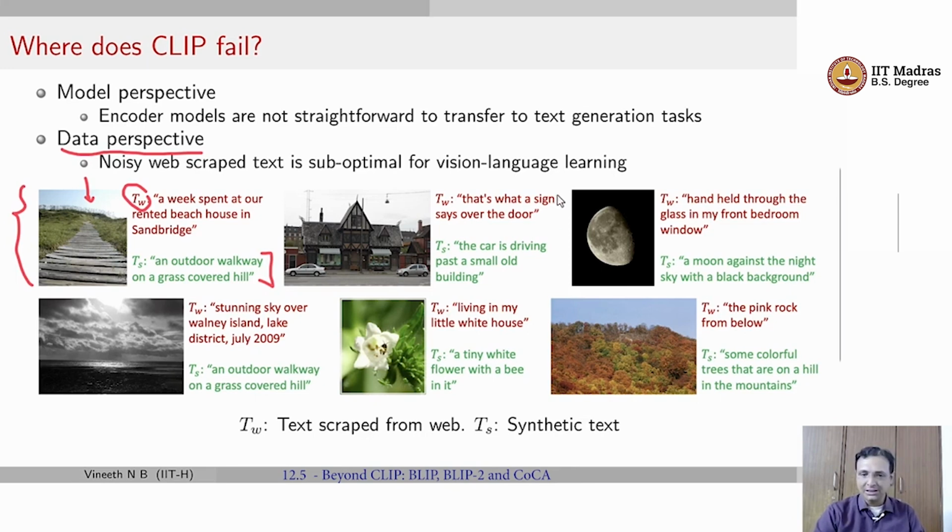And they show many other results here. Here is another one where, given this image, the web scraped text says, that's what a sign says over the door, whereas the text that's generated by their model says, the car is driving past a small old building. And there are a few other examples here that are fairly demonstrative of this issue.